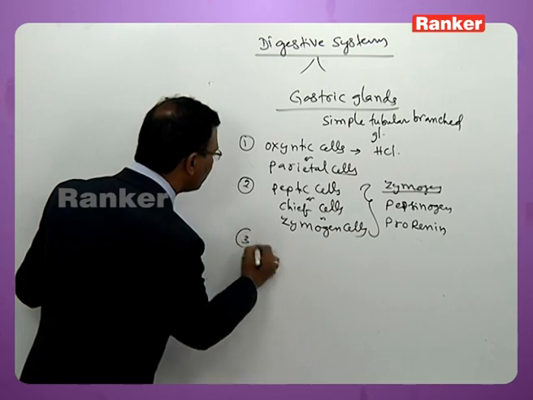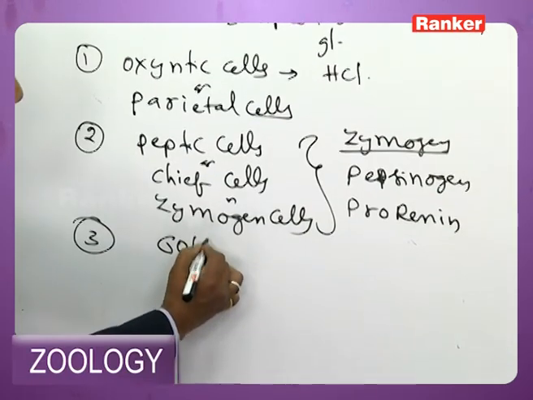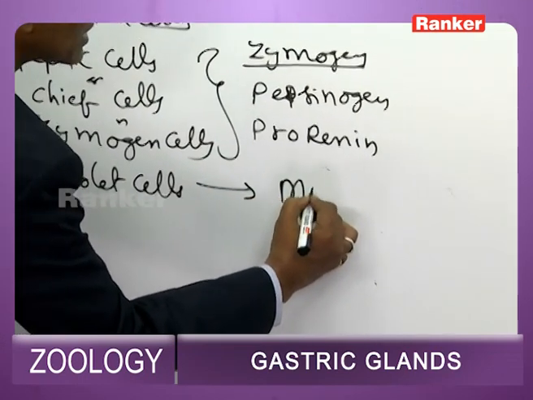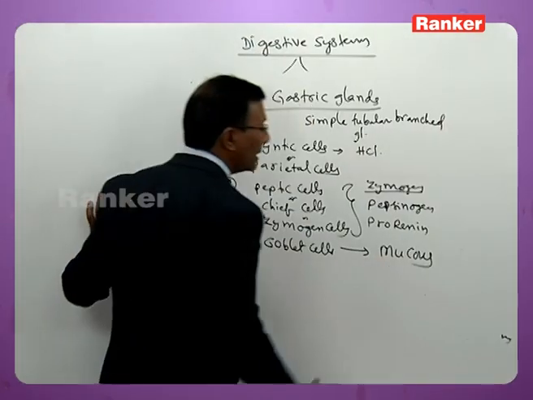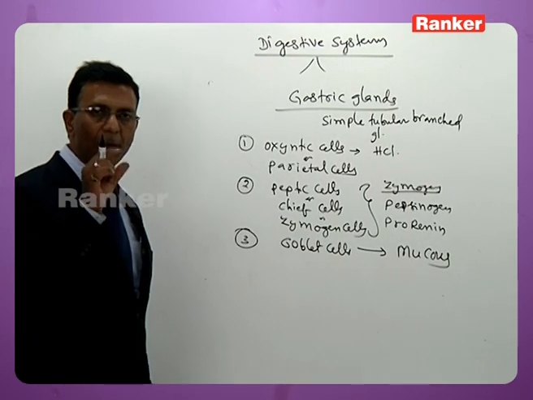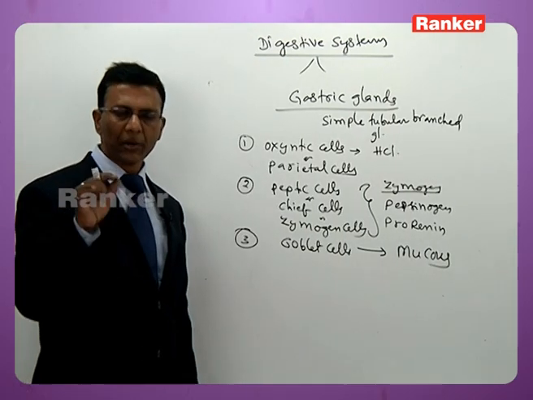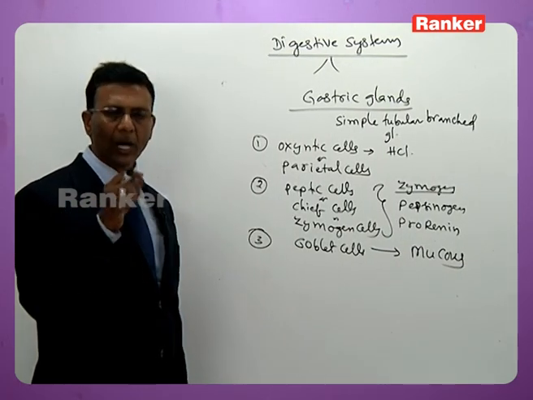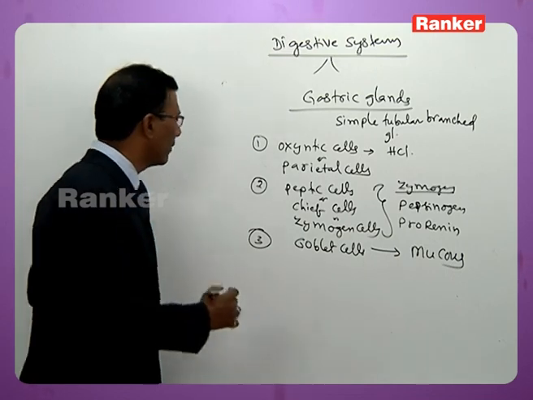The next you have goblet cells. The goblet cells synthesize mucus. Mucus forms a thin layer all over the stomach, protects the stomach from being affected by HCl and other enzymes, and also lubricates the passage of food.